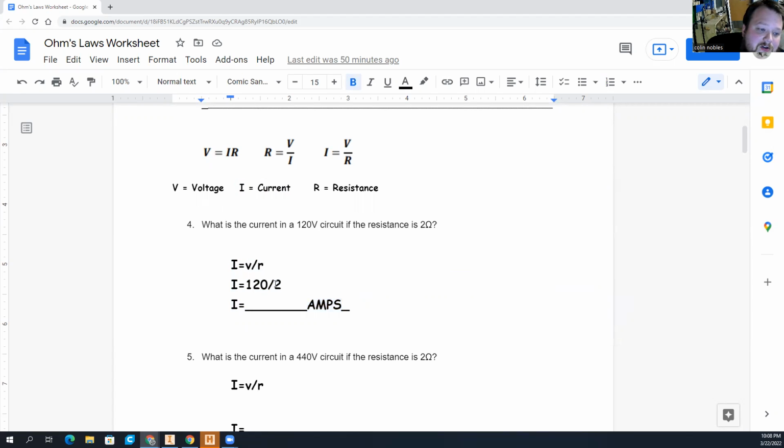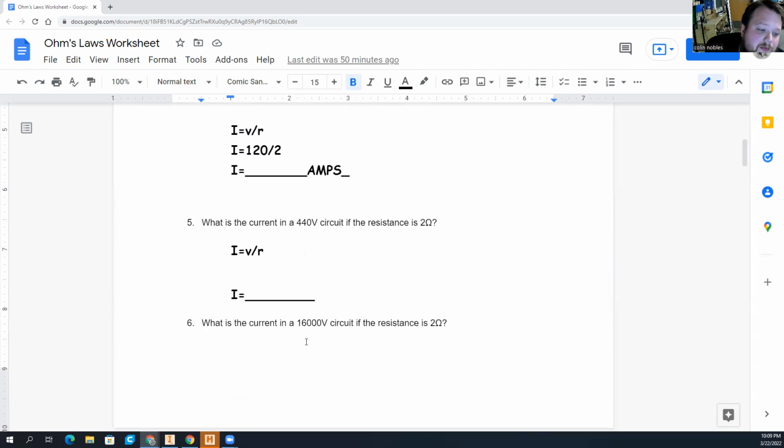And again, this is incredibly easy stuff, right? We're going to take 120 divided by 2. We should end up with 60 amps here. Okay, super easy stuff. But please show the progression. Show each and every individual step you have to take to get your answer. It shouldn't be that hard.